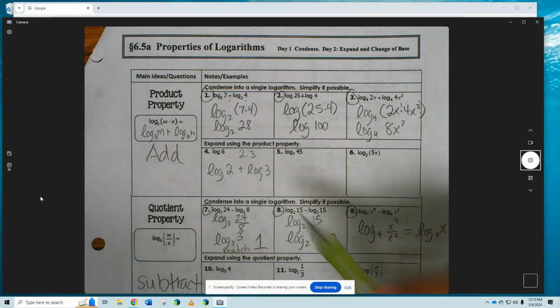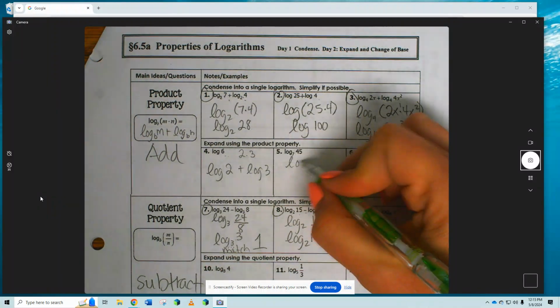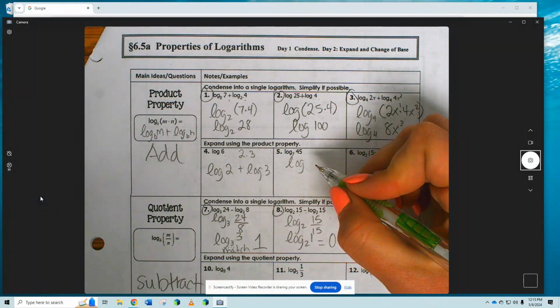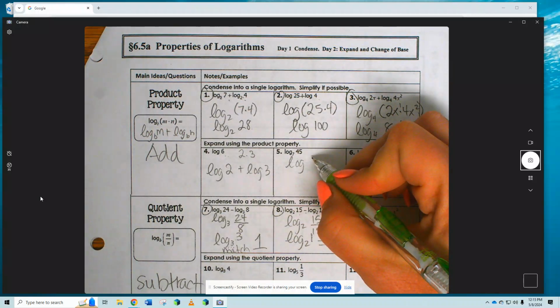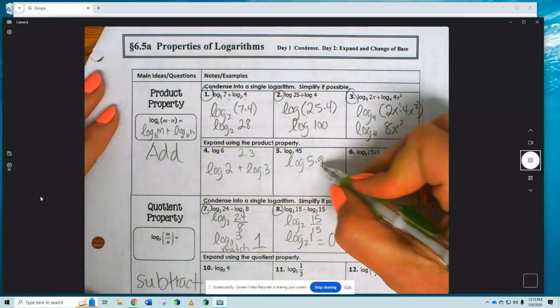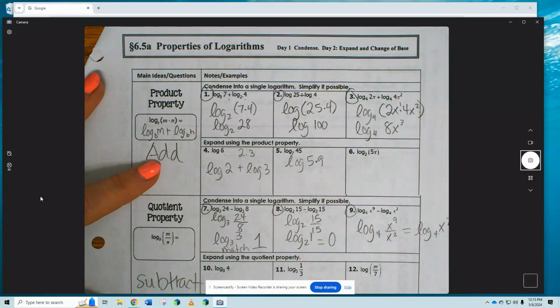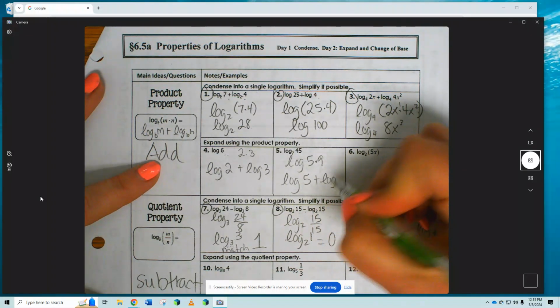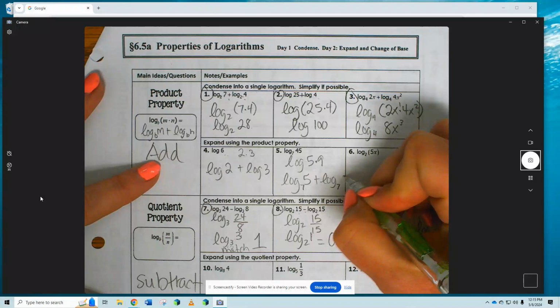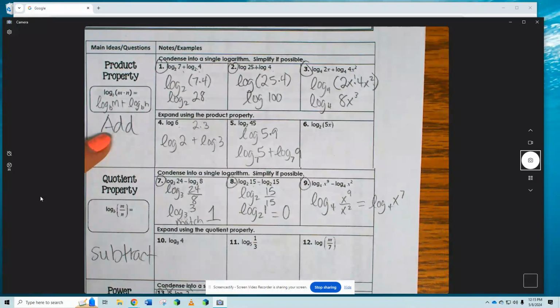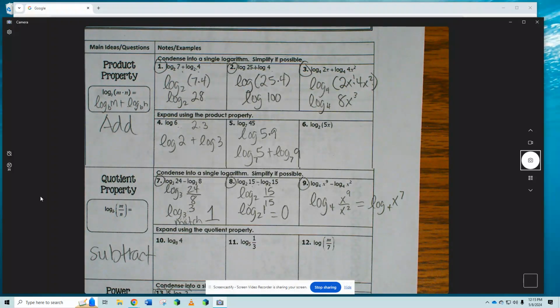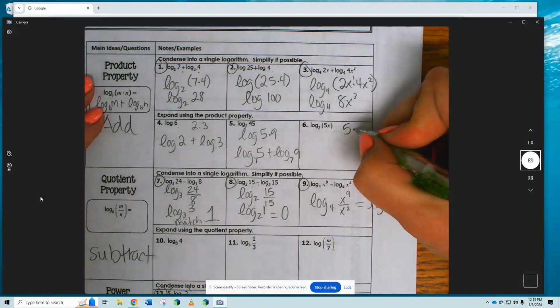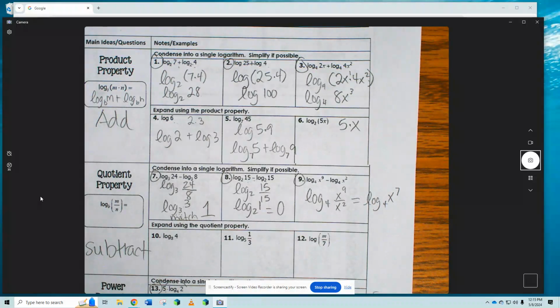All right, what two numbers make 45? What multiply? Multiplication problems. 5 and log 9. So now I'm going to make it an addition problem because I'm expanding it. Oh, base 7. Pardon me. Make it an addition problem. Okay, 5 times x is 5 and x. Make it an addition problem.